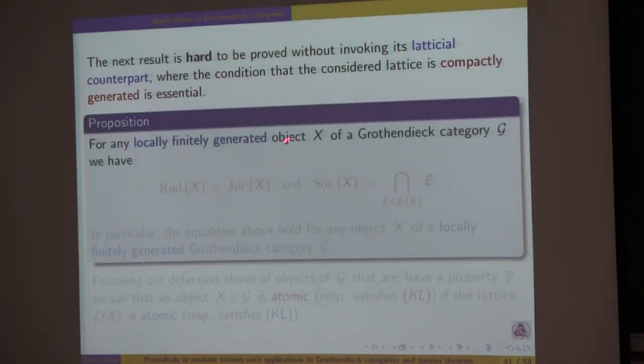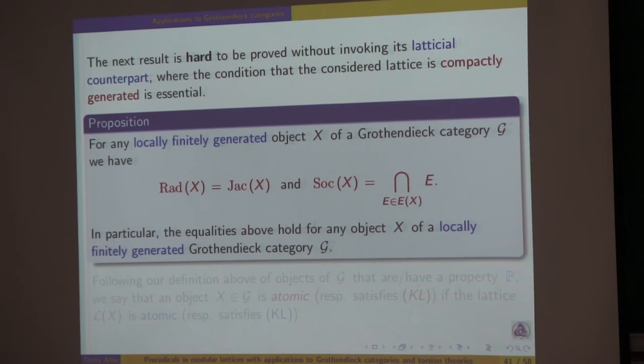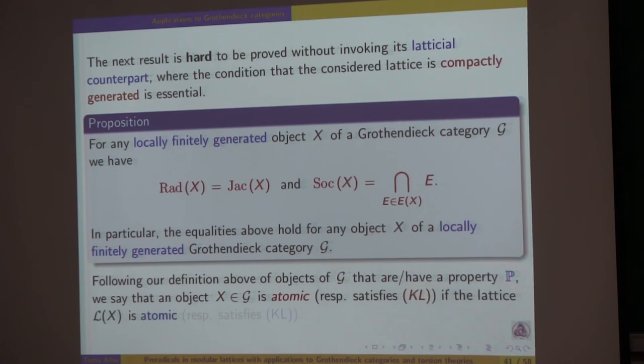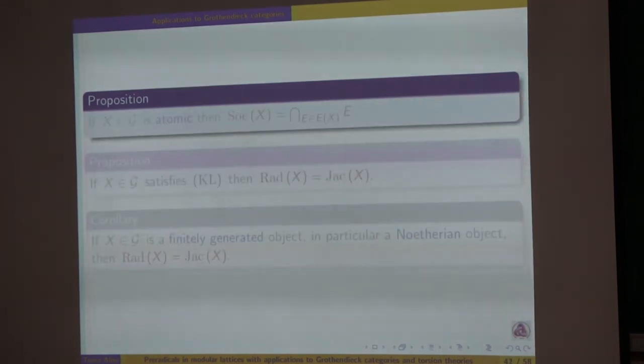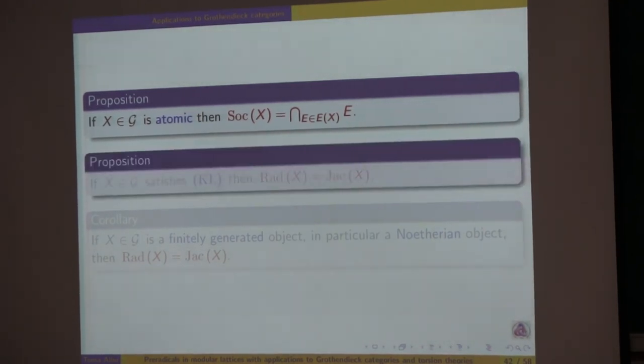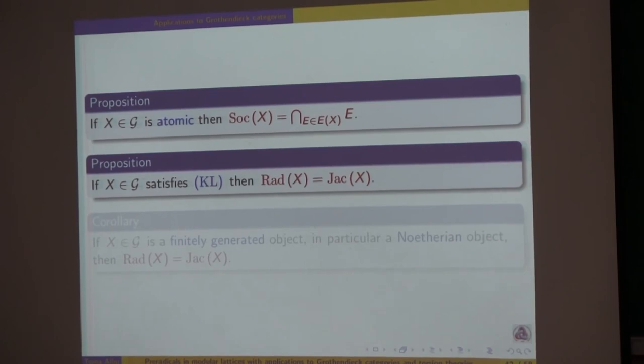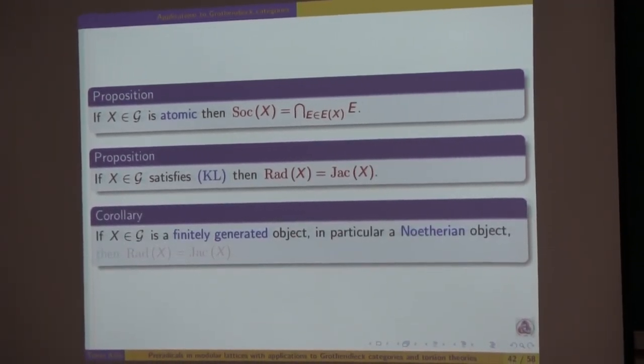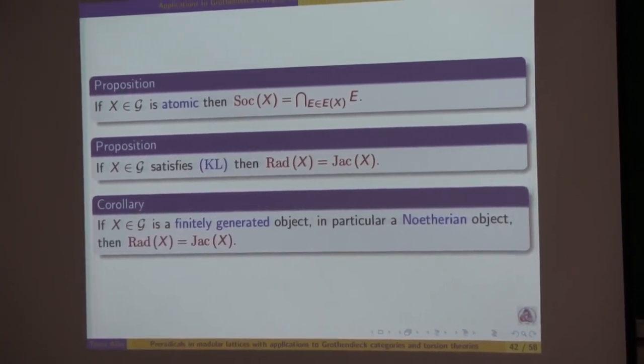So, for any locally finitely generated object of a Grothendieck category, the Jacobson radical is the meet of all essential subobjects. In particular, this holds for any object of a locally finitely generated Grothendieck category. Following our definition of objects that have a property, we say that an object is atomic if the lattice has the same property. We have the following proposition: if G is atomic, then the socle is the meet of all essential subobjects. If it satisfies the condition, and if X is finitely generated, then the radical equals the Jacobson radical.